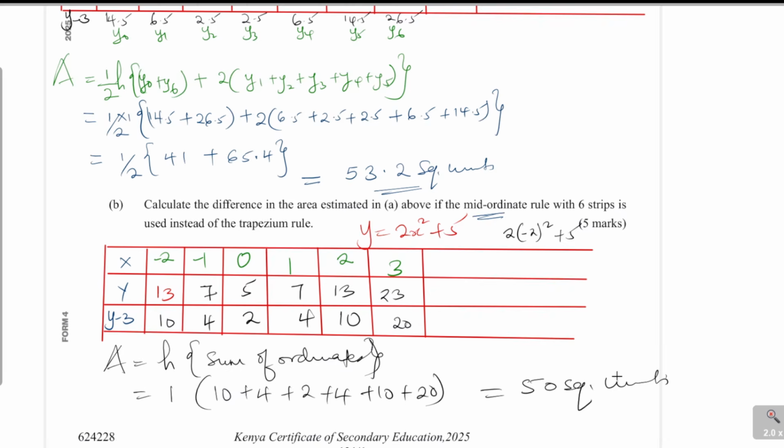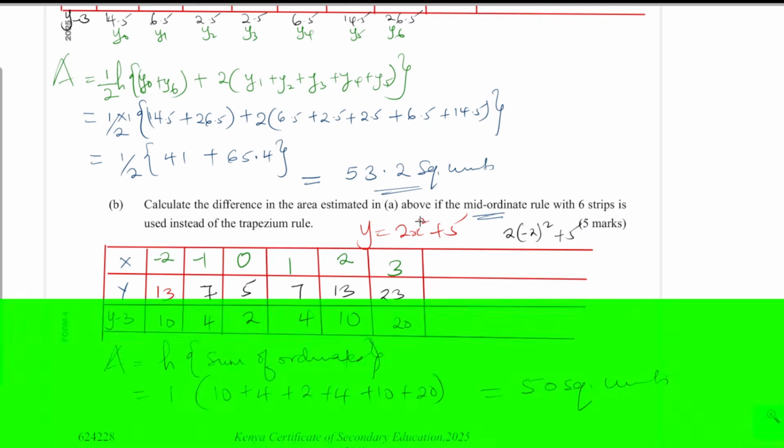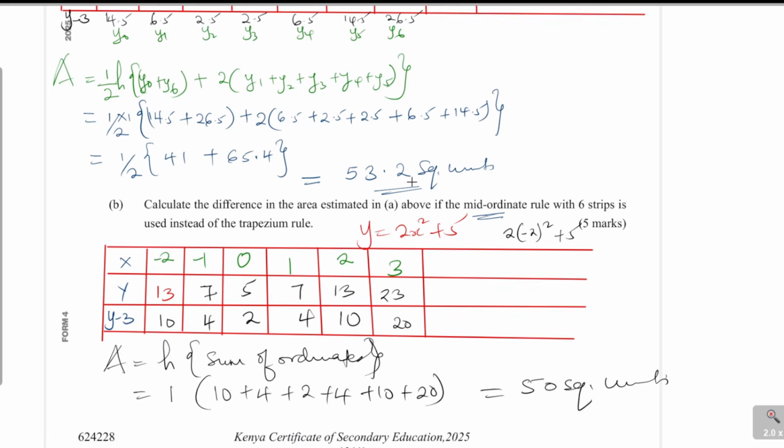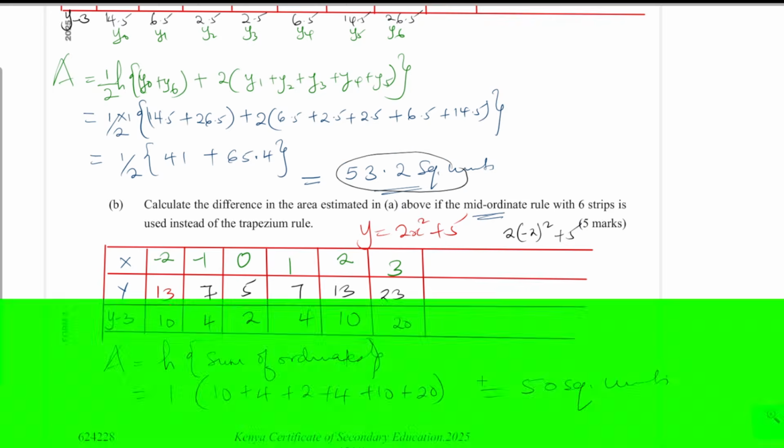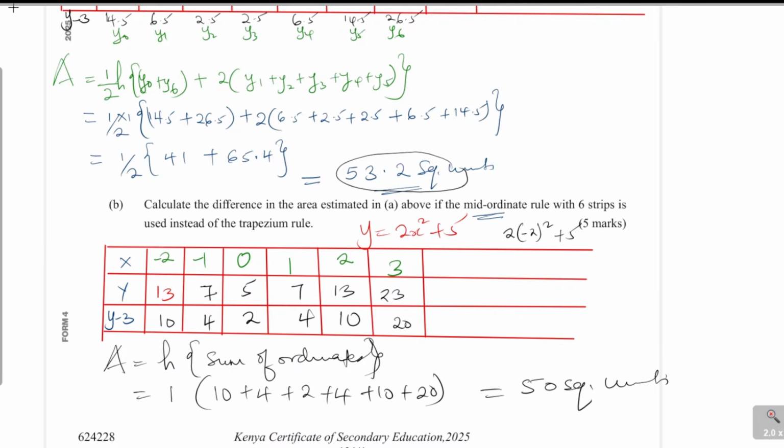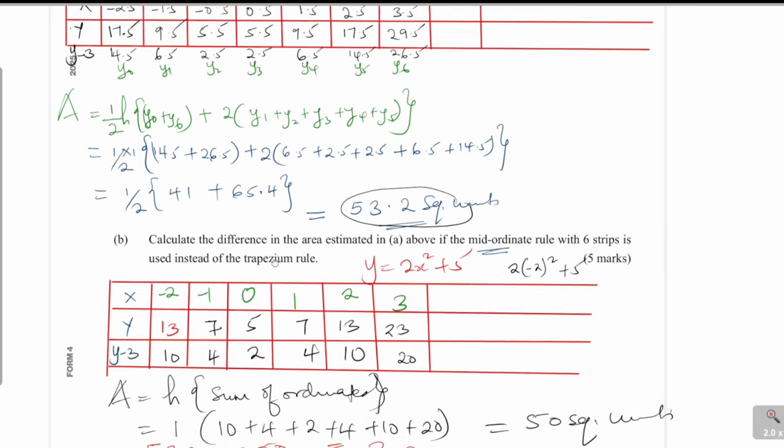So you're supposed to calculate the difference in the area estimated above if the mid-ordinate rule with 6 strips is used. So you get the difference. Using the trapezium rule, we got 53.2, and then using the mid-ordinate rule, we got 50. So when you get that difference, the difference will be 3.2. That is how you're supposed to solve that question.